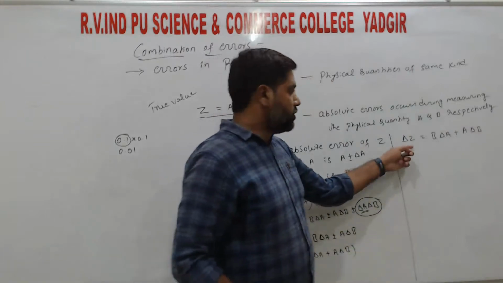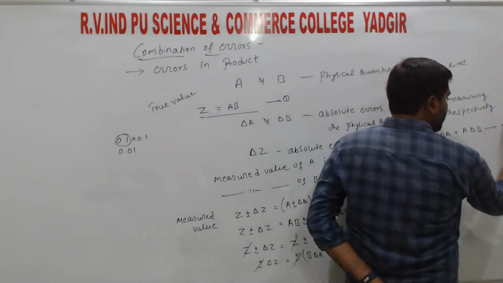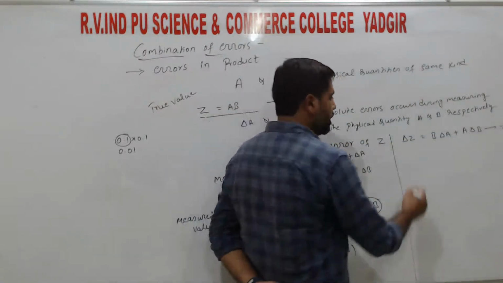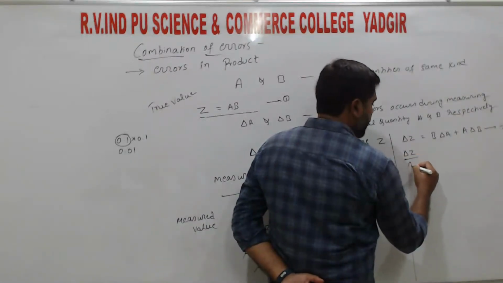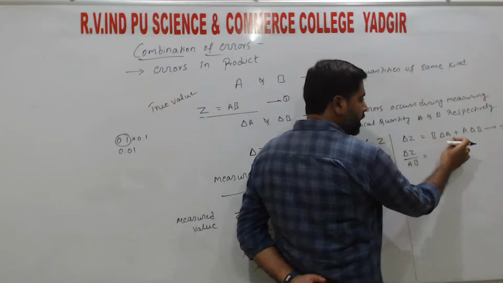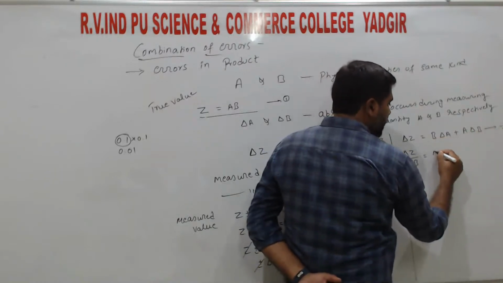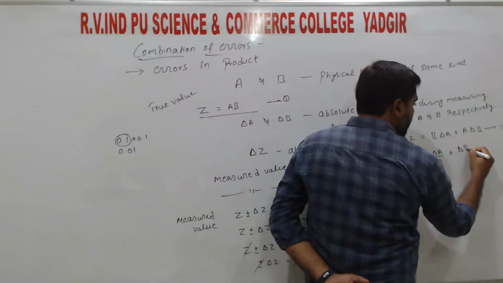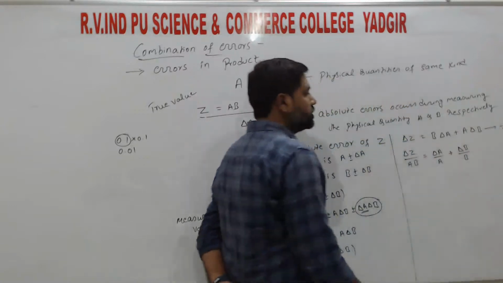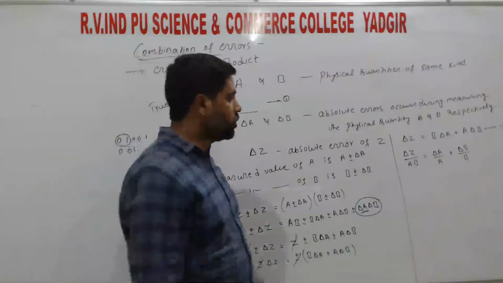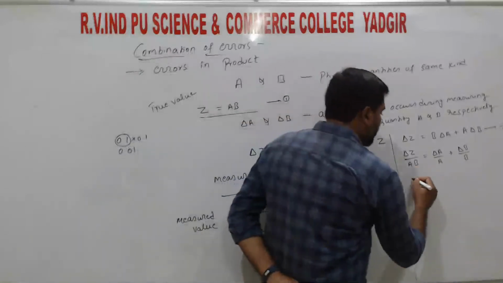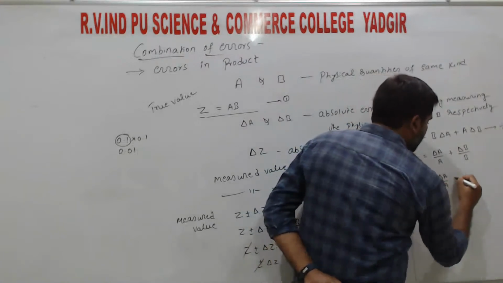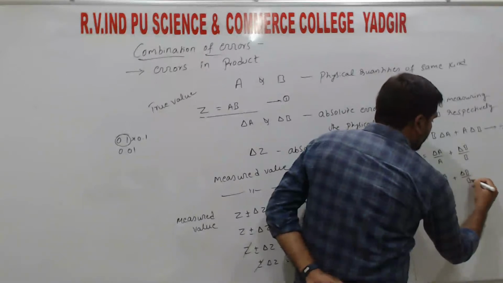So now this whole equation is divided by AB, right? So we have to divide the whole equation by AB. So delta Z divided by AB equals B delta A divided by AB. So B and B get cancelled, we get delta A by A, plus here also delta B, A gets cancelled, we get one by B, right? So this becomes a formula. So from the first equation we can write delta Z by Z equals delta A by A plus delta B by B.